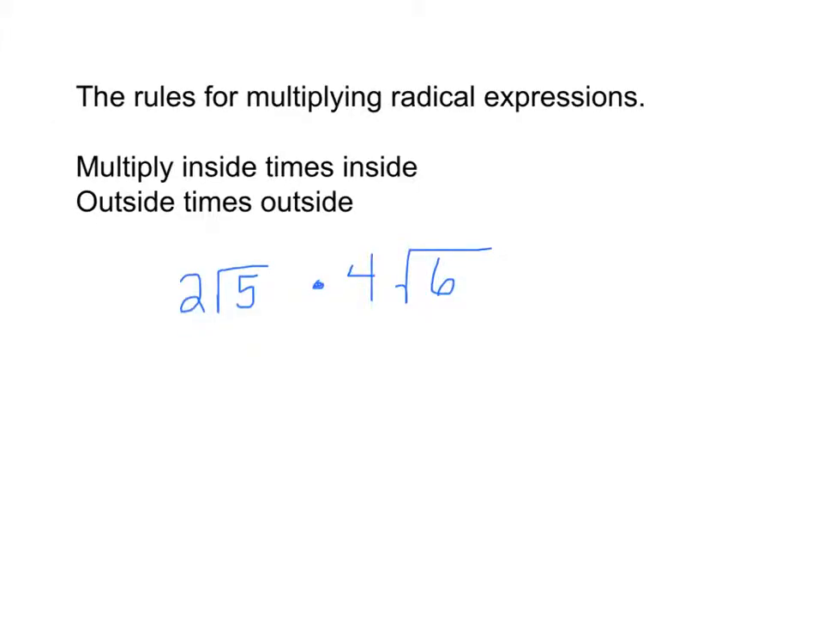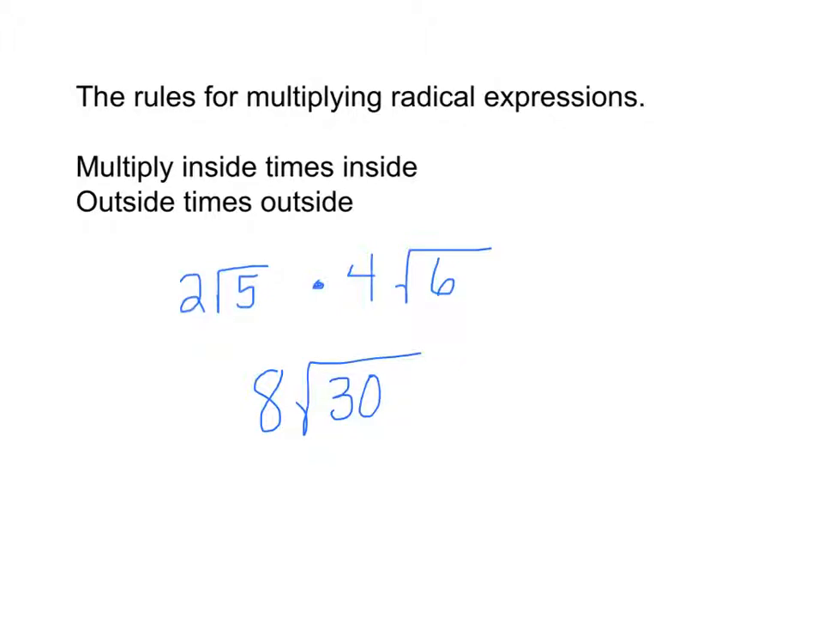So there are some rules, of course, for multiplying radical expressions, and it can be expressed this way. You're going to multiply the inside times the inside and the outside times the outside. And you need to write that down because that's really what you need to remember. So when I have two radicals, which I have right here, I have 2 square root of 5 times 4 square root of 6. Then I'm going to multiply the 2 times the 4, and that's going to be 8. And then I'm going to multiply the 5 times the 6, which is 30. And that's it. That's what you do.